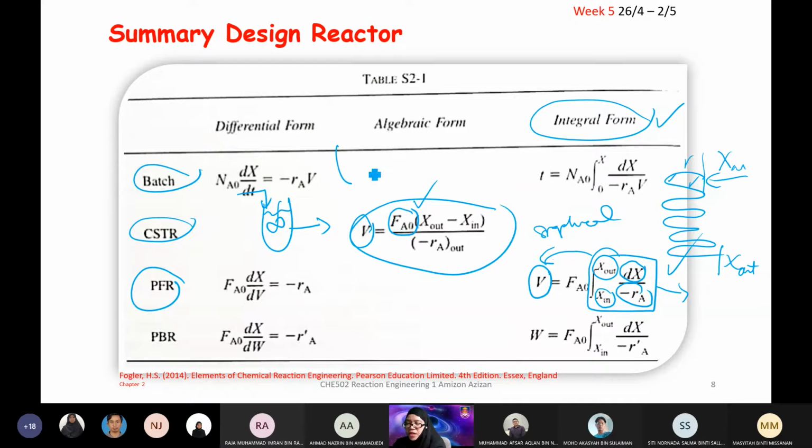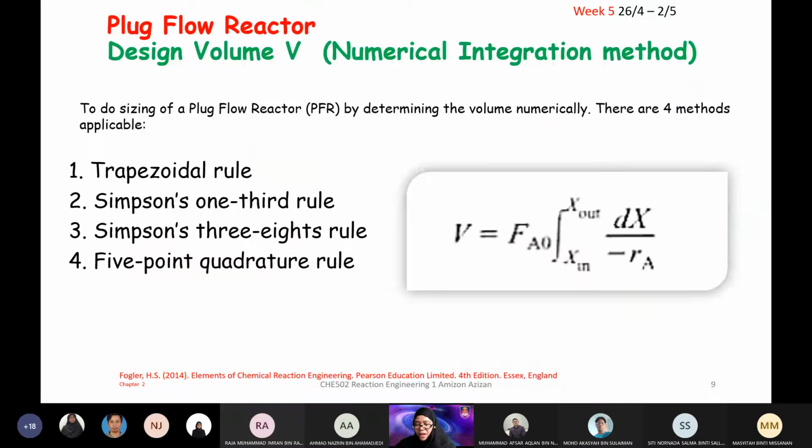Yeah, if it's a batch, then you only have the reactor, no feed in and no feed out. All right. So here, just to refresh, the volume depends on the FA naught there. Then we have X in, X out, and minus RA exit, or out. So this is what we learned the last 4 weeks. This is week 5, huh? All right. Okay, so fast.